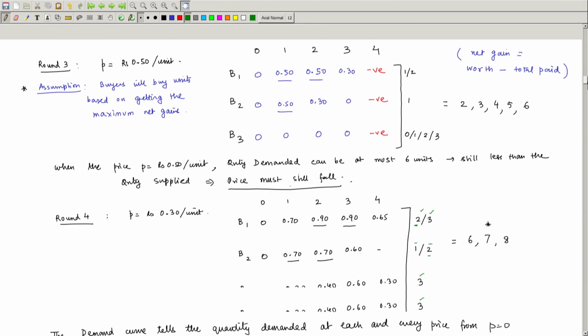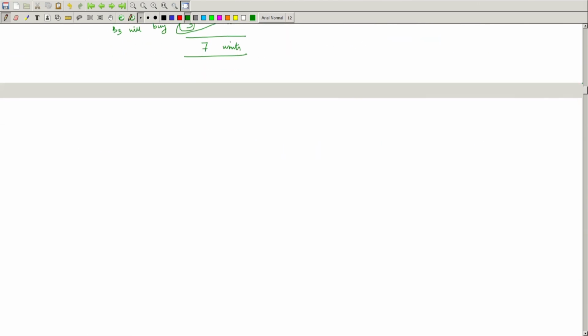So, to answer our first question, which is what determines price, it is the interaction between the demand and supply which determines the price. Price is determined from the intersection of the demand and supply curve. Price is determined from the interaction, or in fact, you could also say intersection, of the demand curve and the supply curve.